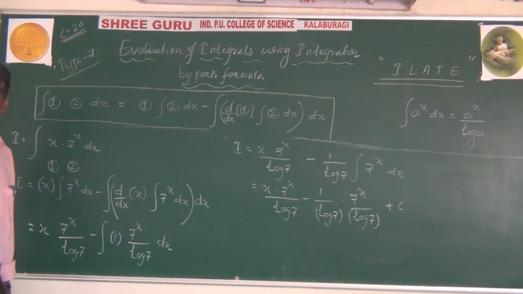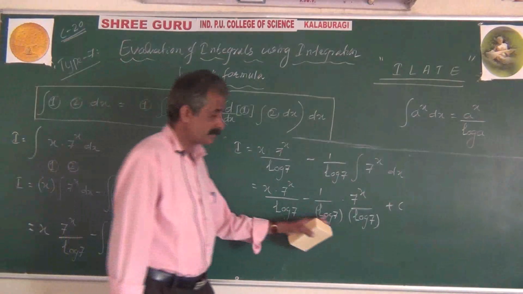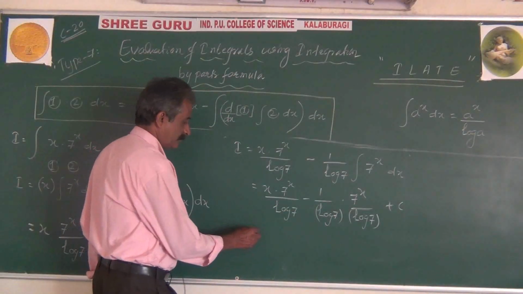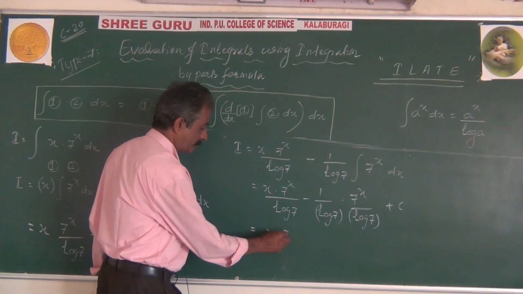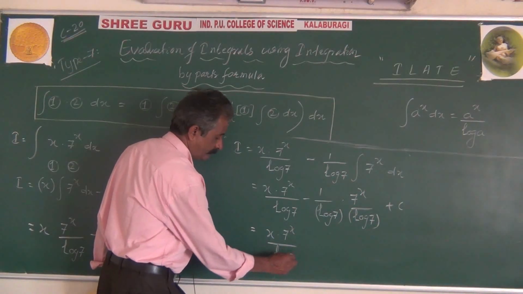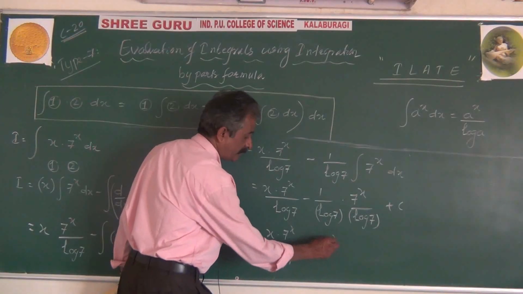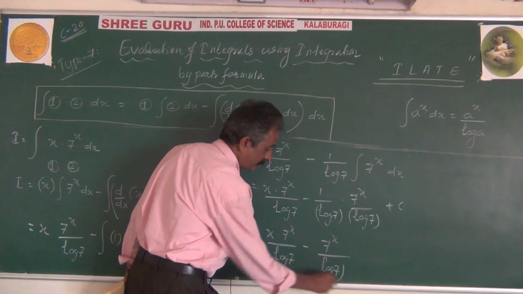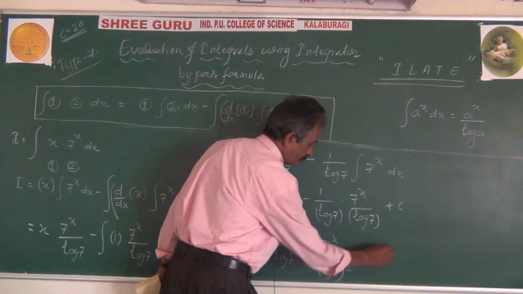Lastly, one more step can be taken. Since log 7 into log 7 is written as log 7 whole square, x into 7 power x by log 7 minus 7 power x by log 7 whole square is the final simplified answer.